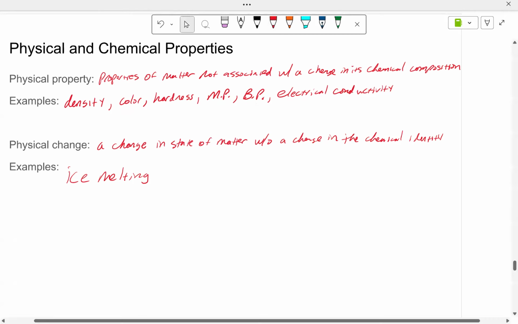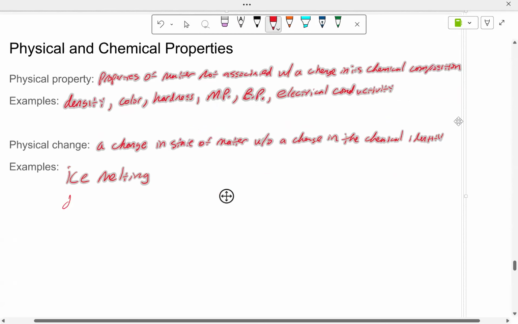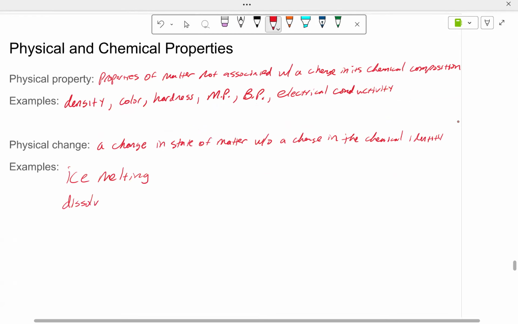Let's take sugar, for example. When you dissolve sugar in coffee, is it still sugar? Yeah, it's just in very, very small particles floating around in coffee. If you were to boil all the coffee away and get rid of all the other compounds that are in there, you would get that sugar back.